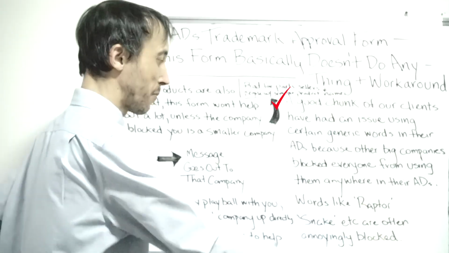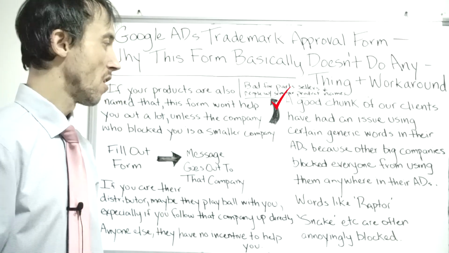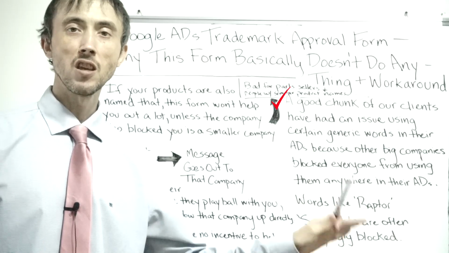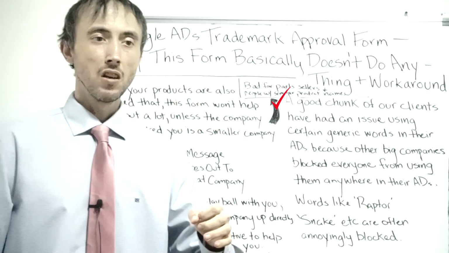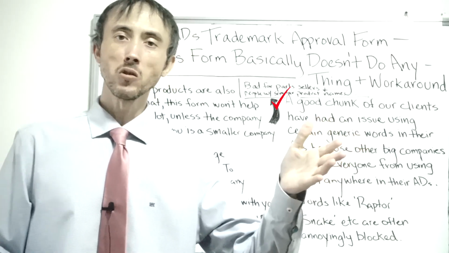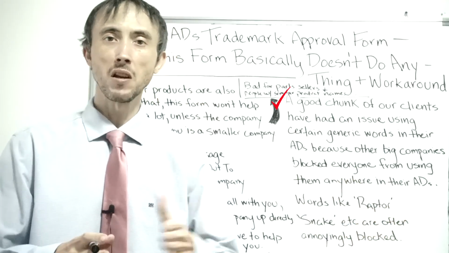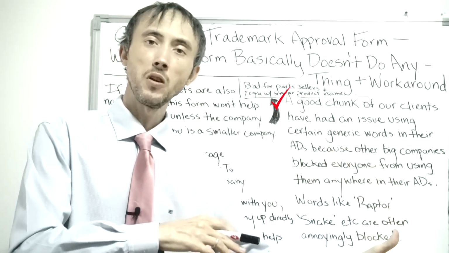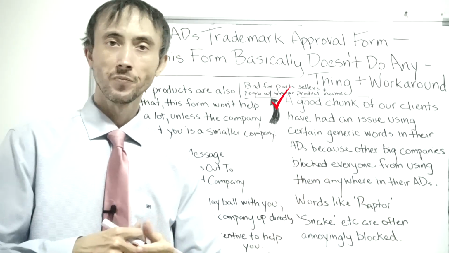Words like raptor, snake, generic words, in other words, are often annoyingly blocked so that you can't use them in your ad. So you won't even legitimately be trying to. Trademark is supposed to be there to not allow you to siphon customers away from somebody by getting the customer confused of who they're dealing with, in other words.